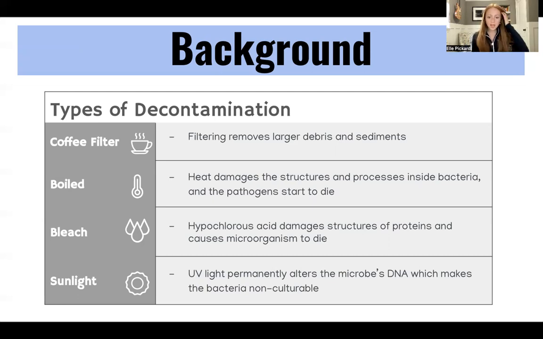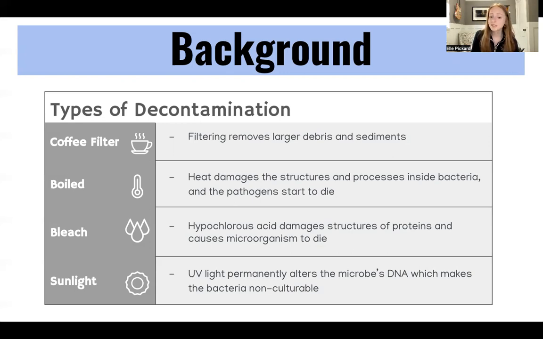So I found that coffee filters could be used to filter sediment and debris from water in order to make it more potable. Chlorine, when added to water, forms a weak acid called hypochlorous acid. And since the cell walls of bacteria have a net negative charge, the hypochlorous acid with a net neutral charge is not repelled and can invade the pathogens. And once the acid is inside the bacteria, it damages the structures of proteins and causes the microbe to die.